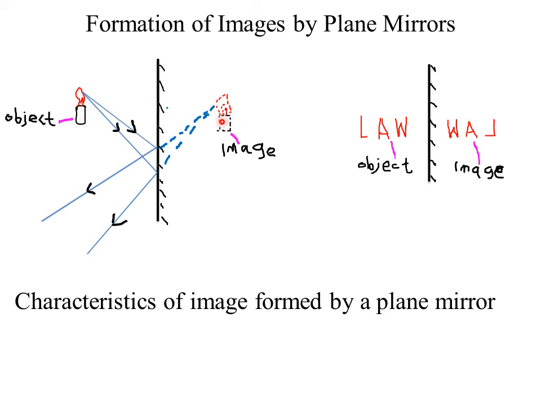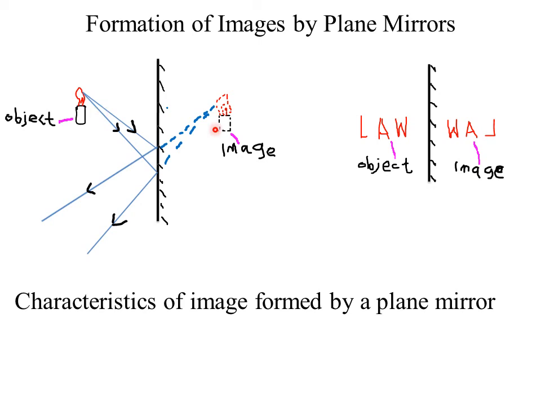So we are saying that the second characteristic of image formed by a plane mirror is that the image is the same size as the object.